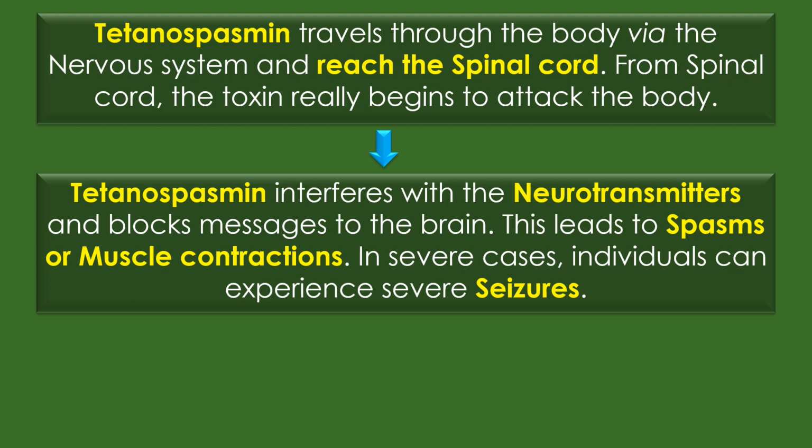The toxin tetanospasmin travels through the body via the nervous system and reaches the spinal cord. From the spinal cord, the toxin begins to attack the body. Finally, the toxin tetanospasmin interferes with the neurotransmitters and blocks messages to the brain. This leads to spasms, or muscle contraction, tightening or shortening of the muscles. In severe cases, individuals can experience severe seizures or changes in the brain's electrical activity.